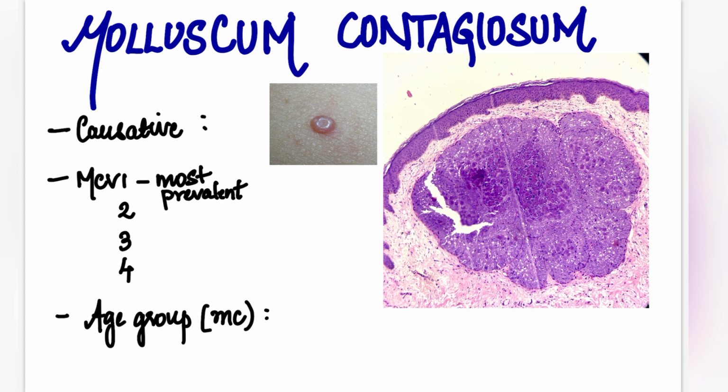So what is the causative organism here, which answers the first option that we had? It is known as pox virus. So this is a viral infective agent and it is not fungal. There are 4 viruses in this class, which are MCV1, 2, 3 and 4. The first one, MCV1, is most prevalent, and the second one is usually sexually transmitted. These are the 2 things that you need to know about the classes of the virus.